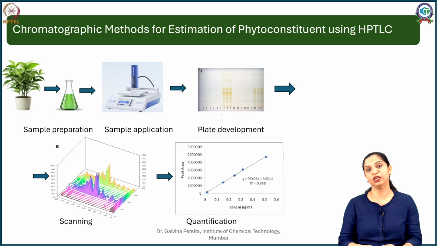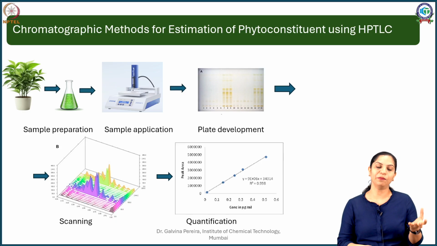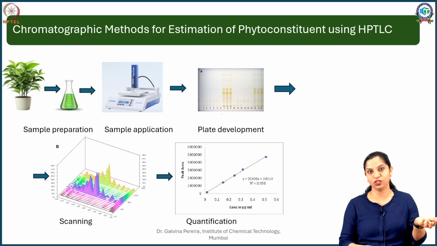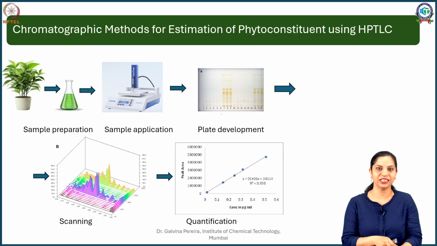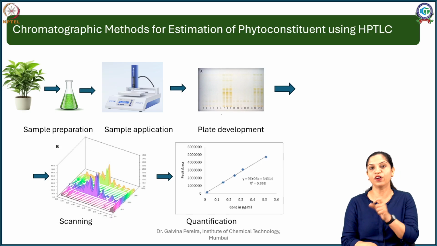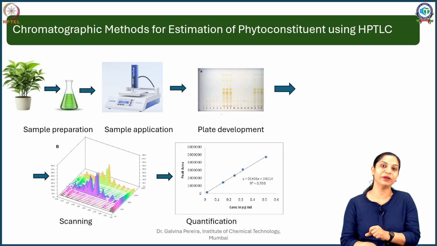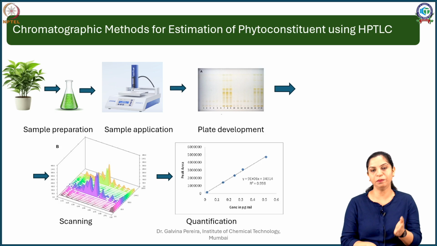The next step is sample preparation. From your sample matrix, be it a plant, a formulation, or any preparation, you are going to extract the compound of your interest, the compound that you are going to analyze. These are your marker compounds, referred to as phytochemical reference standards. If you recollect, they are very unique to a particular plant, and can be used as marker compounds.